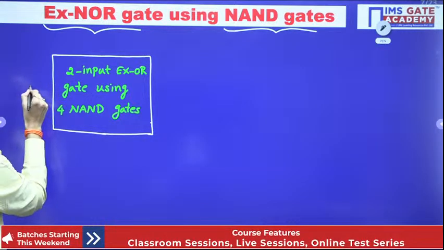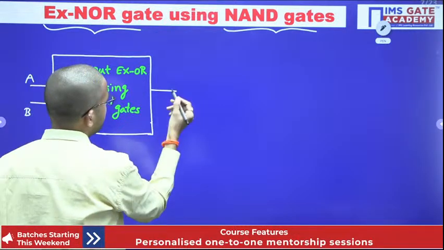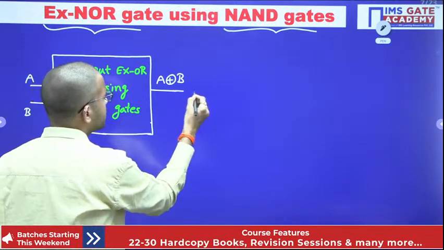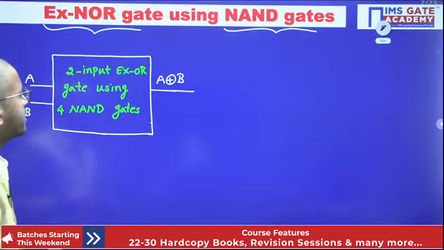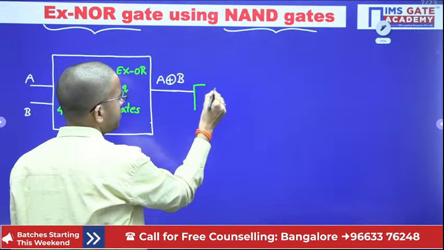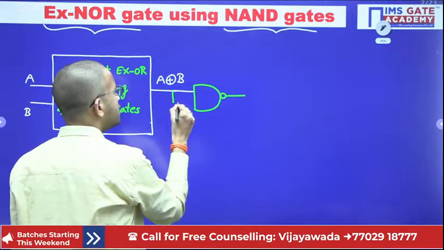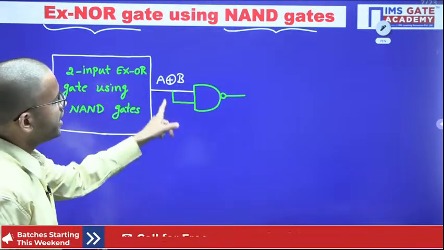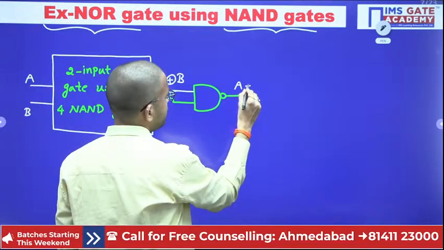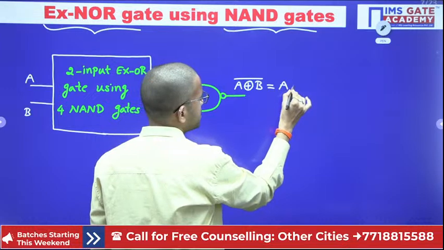So here A and B are the inputs, and as output you will get A XOR B. This circuit diagram we have seen, so I have just represented it as a single block. Now this A XOR B we are passing through a NAND based inverter. NAND based inverter means if you connect both the inputs together, then a 2 input NAND gate will behave as a NOT gate, right? So here you will get the complement of the input, that means the complement of A XOR B, which is nothing but A XNOR B.